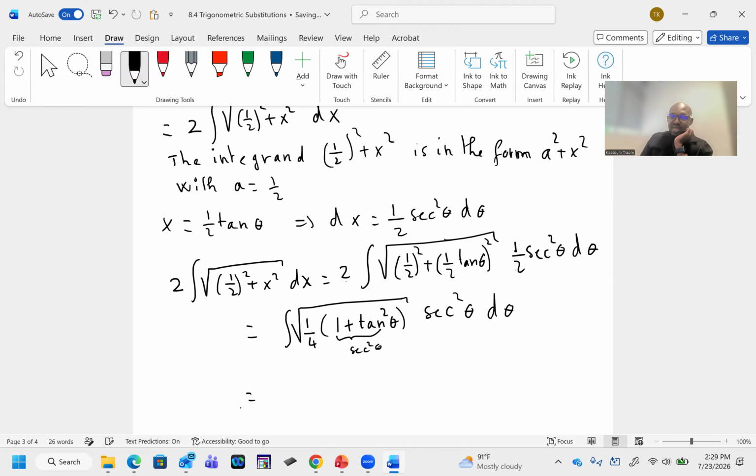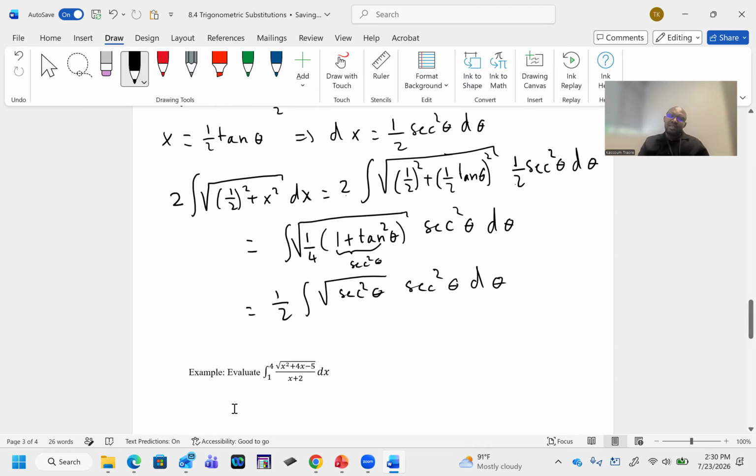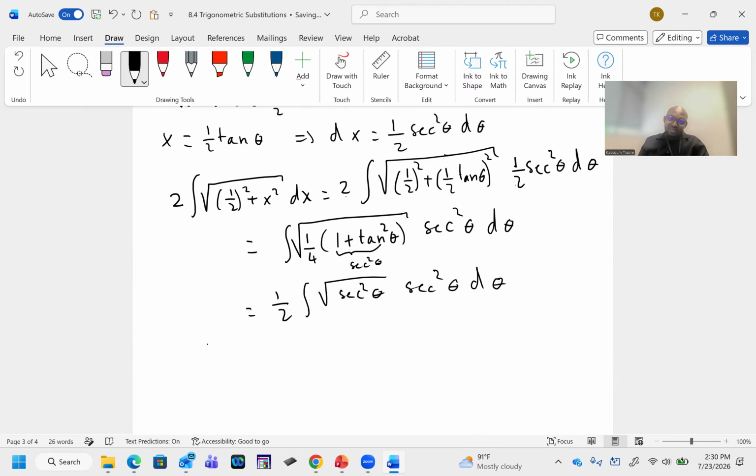So again, this 1 over 4 will be 1/2. So we'll have square root of secant square theta times secant square theta d theta. Square root and square would cancel out. So we'll have secant theta times secant square theta, which will give me 1/2 integral of secant to the power of 3 theta d theta.